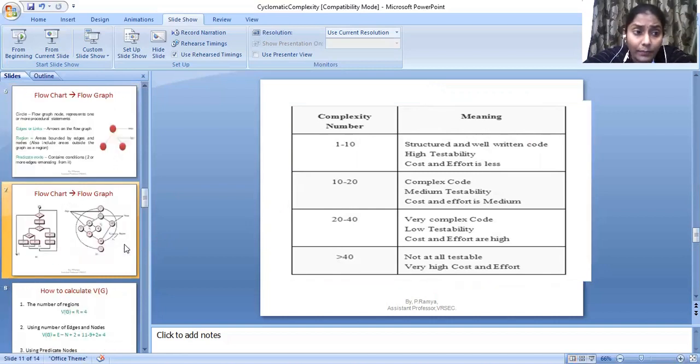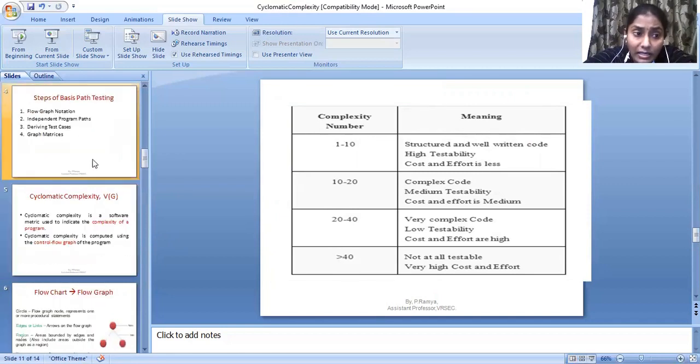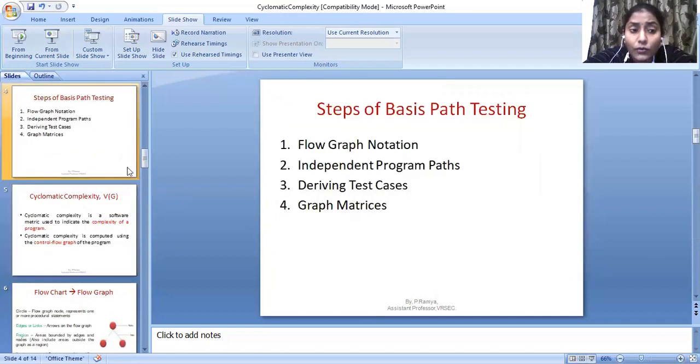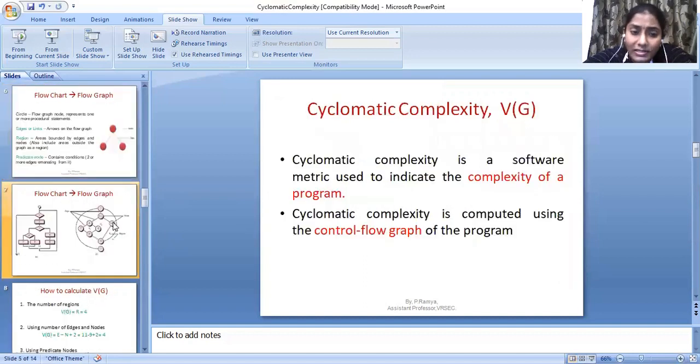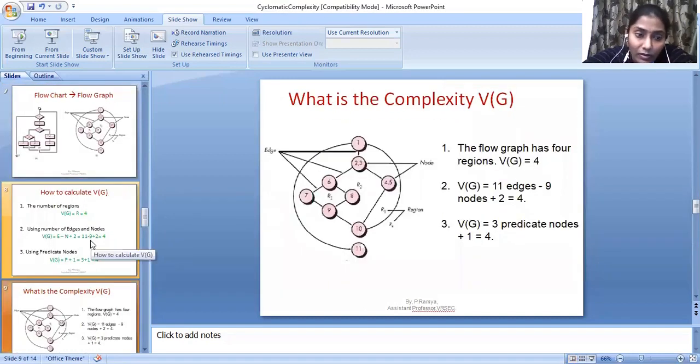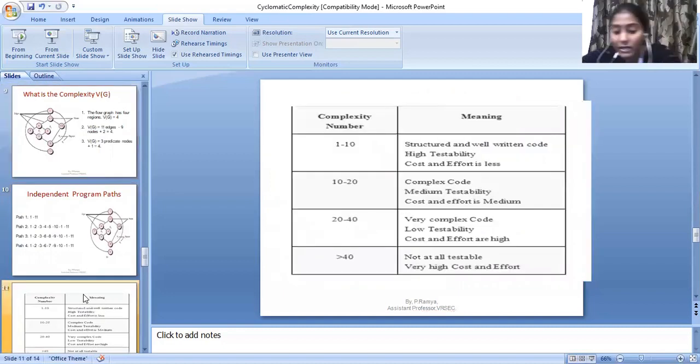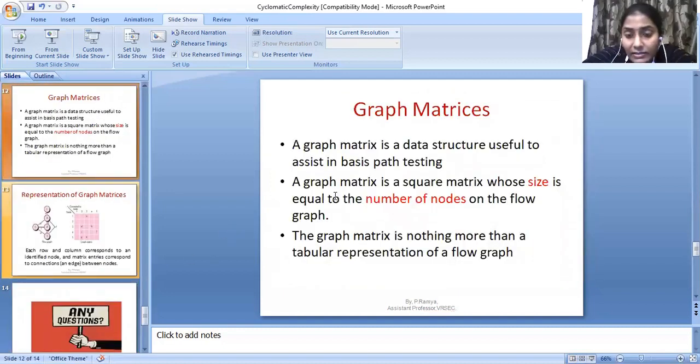And the last step of this basis path testing is to convert into graph matrices. So what is a matrix? You guys already know, right? A matrix is a kind of representation of data. You are representing some piece of data in the form of rows and columns. Similarly, a graph matrix is a data structure which will help this basis path testing. But how?